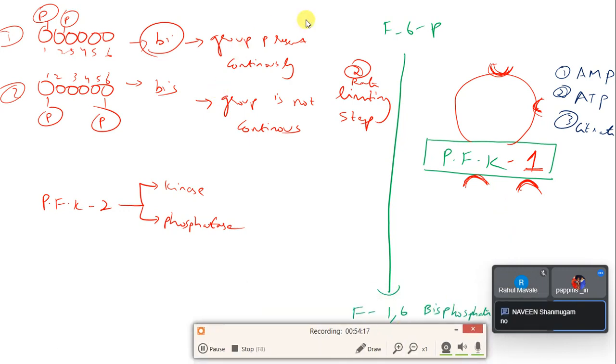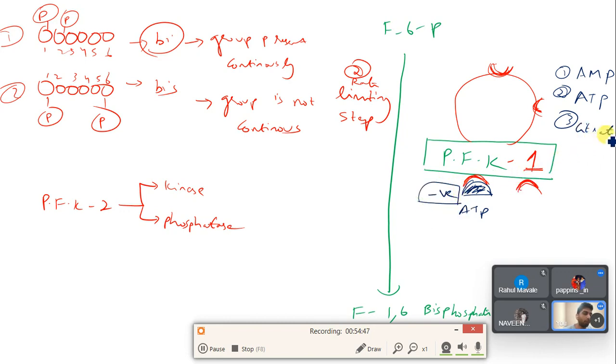So that's the thing. ATP has one site here. When ATP is abundant in the cell, ATP comes and binds to this pocket and tells PFK that there is a lot of energy in the body, so you have to stop converting fructose 6 phosphate into fructose 1,6 bisphosphate. So this is a negative regulator. Now, where do we find citrate?